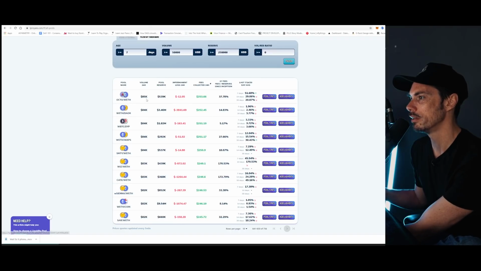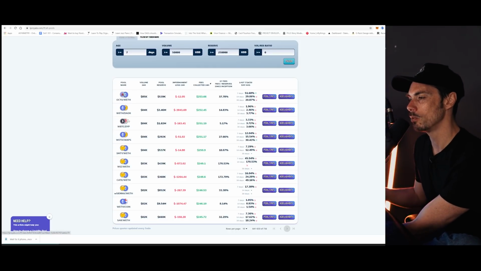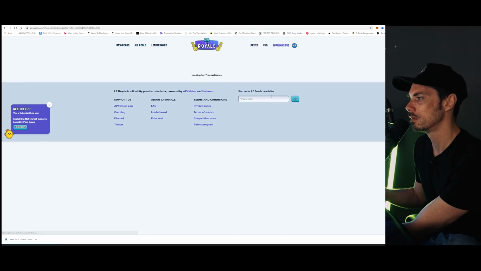Octo wheat. Let's have a look at this. $85,000 worth of volume. The pool reserve is 539,000. Wow. What's interesting here is the wheat DAO-Fi one, there's a pool reserve of 3.46 million. The volume's only 84,000. And here, wheat versus coin, 9.54 in pool reserve. Interesting. I'm going to have a look at this Octo wheat one.